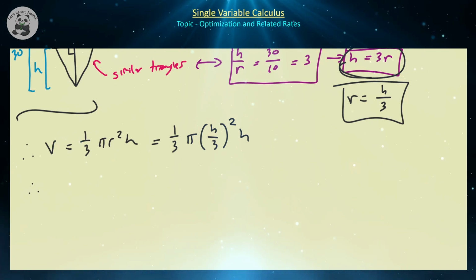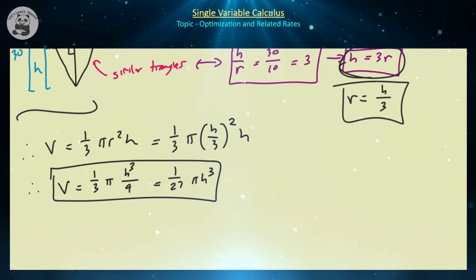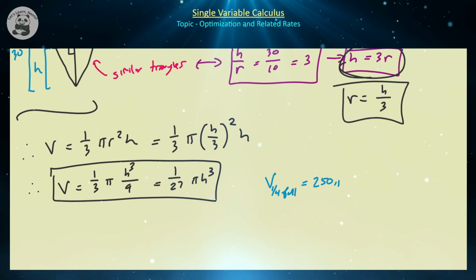So let's just clean this up just a little bit. That's going to be equal to V is equal to 1/3 pi. That's going to be h cubed all over 3 squared, which is 9, which is just going to be the same as 1 over 27 pi h cubed. Okay, cool. So when our volume is quarter full, that's going to give us 250 pi.